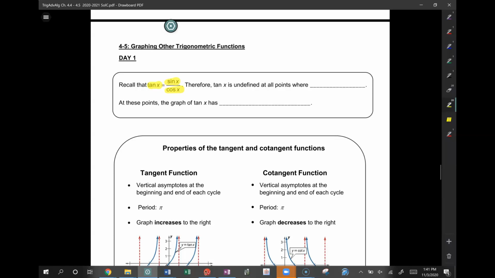Now, whenever you have a function with a variable in the denominator, you run into some issues, because when the denominator is 0, the function will have asymptotes.